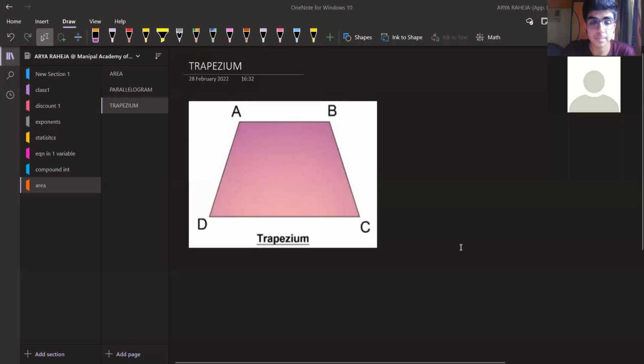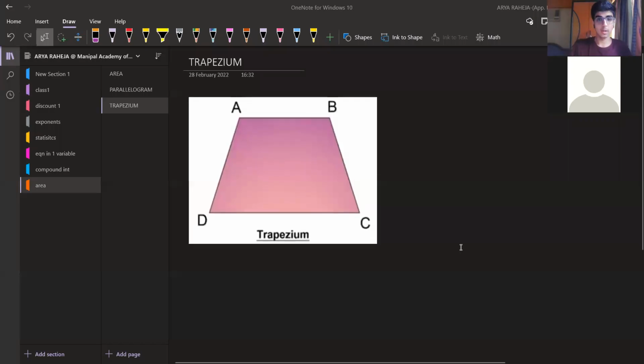Now we'll be starting with the trapezium, okay? So let me share my screen. Yeah, is my screen visible to everyone? Can everyone see? Yes, sir. Okay, good. So this shape that you see in front of you is called a trapezium, okay?